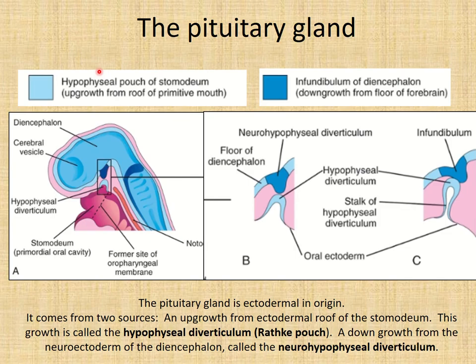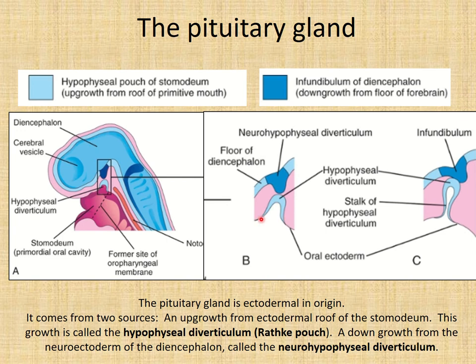And so I just wanted to start off at the beginning in embryonic growth to remind you that there is a stomodeum, the oral cavity, where the oropharyngeal membrane used to be. So the oropharyngeal membrane opens up, and this is where the developing oral cavity is located. And one part of the pituitary actually grows upward from the epithelium of the oral cavity. We call this a hypophyseal diverticulum. So that's the little bulge that's pictured here growing upward from the superior aspect of the oral cavity.